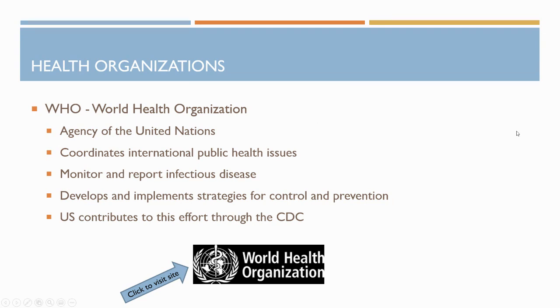So the World Health Organization is an agency within the United Nations that coordinates international public health issues and promotes communication between countries because, as we see, pandemics don't pay attention to borders. They are responsible for monitoring and reporting infectious disease on a global scale. They develop and implement strategies for control and prevention. They share these with governments. They work with each government's national agency, with us, that would be the CDC, to disseminate information and alerts on emerging and re-emerging diseases of concern.